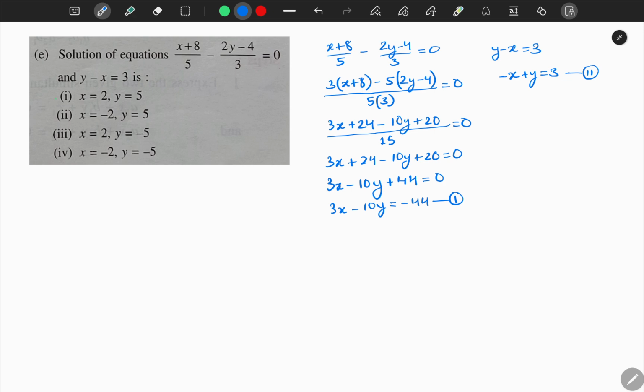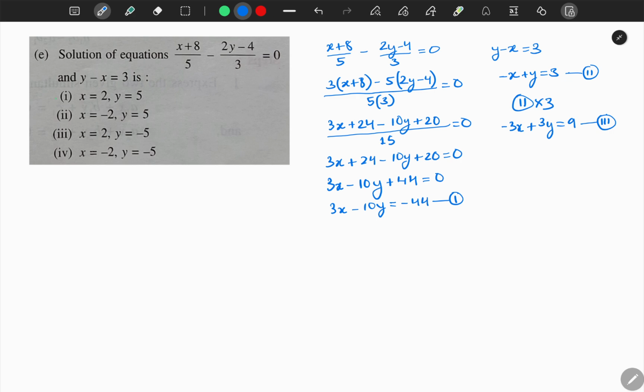Now if I want to solve these two equations, I'll compare the coefficients. The coefficient of x is minus 1, coefficient of x is 3, coefficient of y is 1, and coefficient of y is minus 10. So the easiest way to do here is I'll make sure that the coefficient of x in equation 2 is similar to that of coefficient of x in equation 1. So I'll multiply equation 2 by 3. When I do that, I get minus 3x plus 3y equals 9. I'll name it equation number 3.